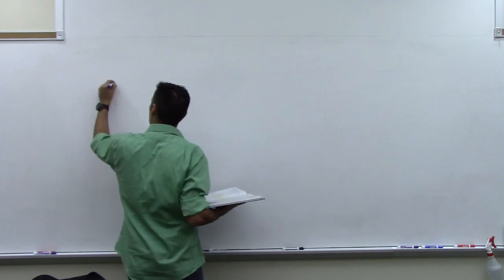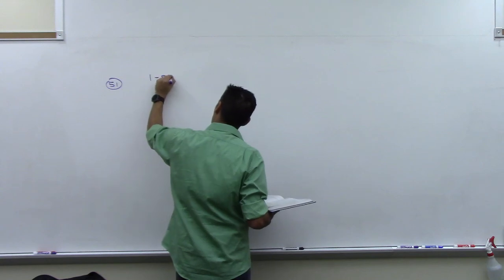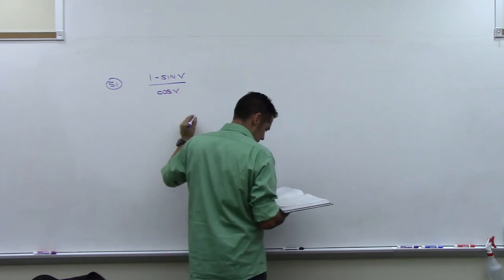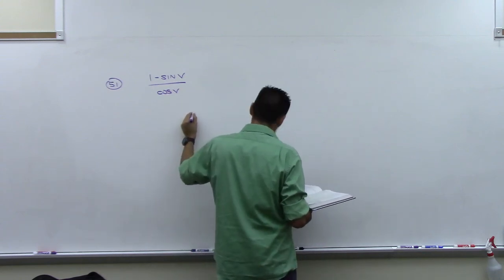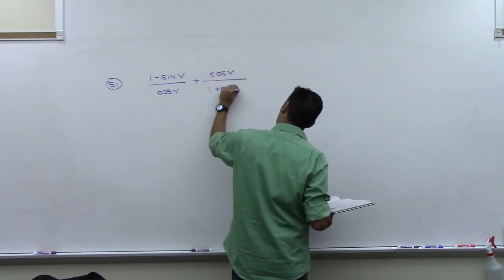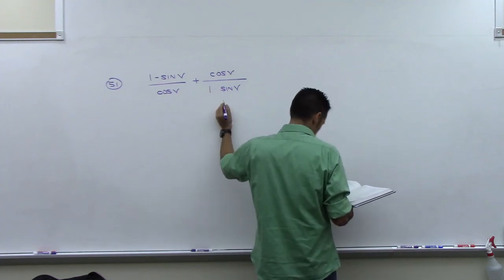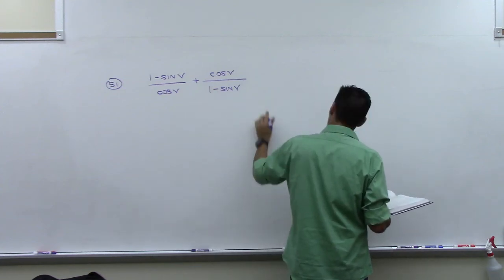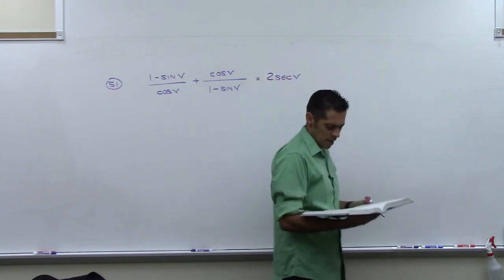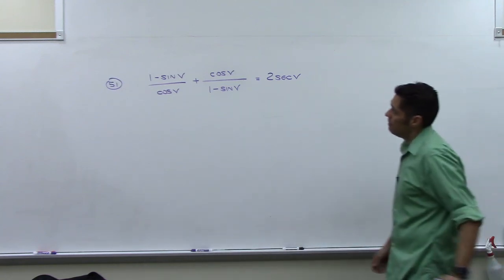Number 51: 1 minus sine v over cosine v plus cosine v over 1 plus sine v, 1 minus sine v, equals 2 secant v. I think it's obvious that the left side is more complicated than the right side. So let me work with that first.